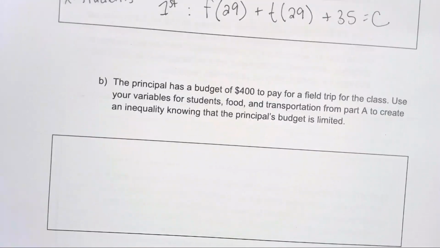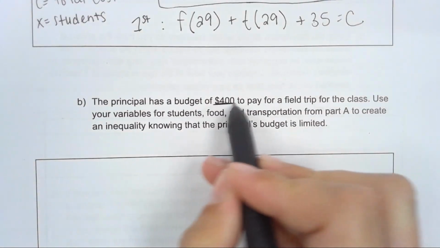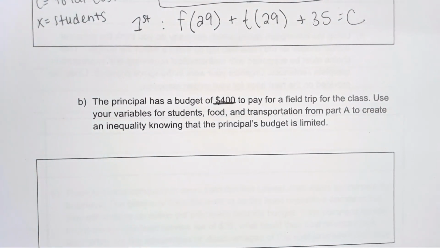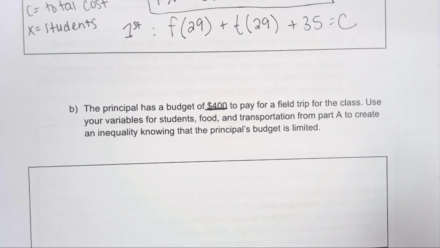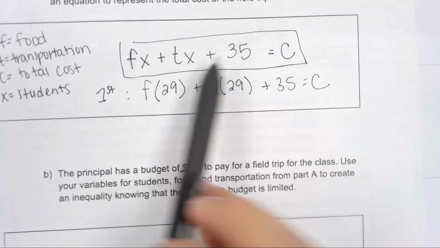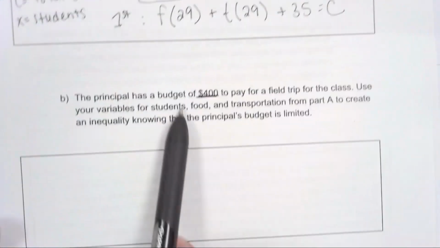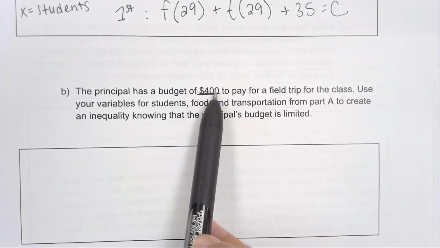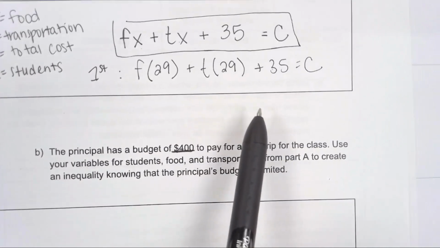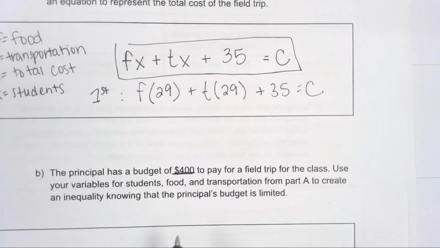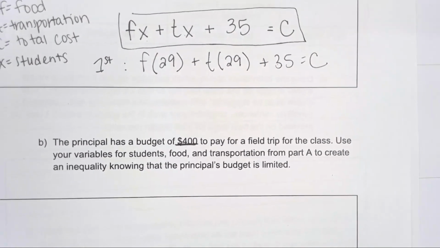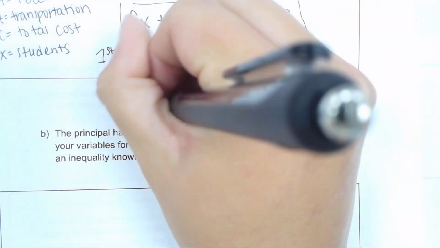All right, so moving on to B, the principal has a budget of $400 to pay for a class field trip. Use variables for students, food, and transportation from Part A to create an inequality knowing that the principal budget is limited. So same thing, we have already set up our equation, but now that they're saying that the principal has a budget of $400, we could spend less than $400, but we just cannot go over $400. So this is not an equation anymore talking about a budget of 400. This is now talking about an inequality.